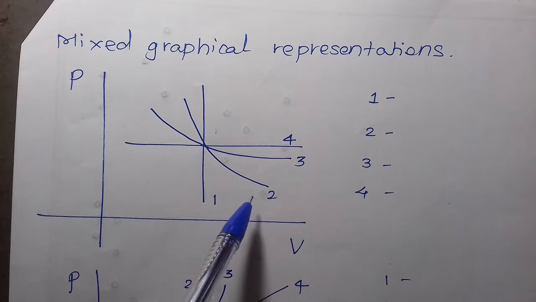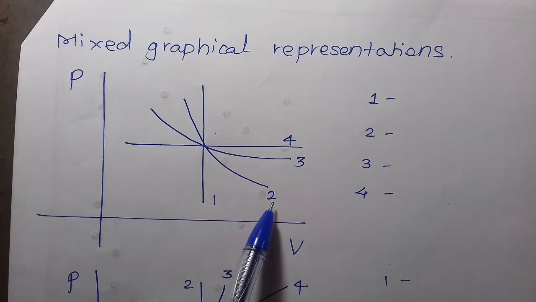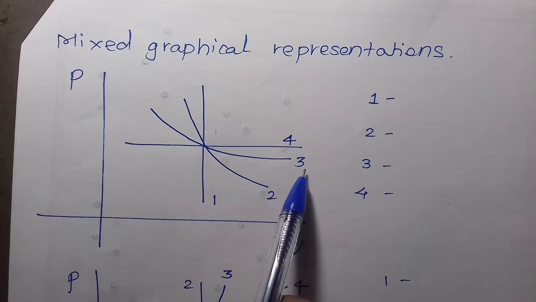Graph number 3 and 2 are either isothermal or adiabatic. Number 2 is adiabatic because more slope. Number 3 is isothermal because less slope.